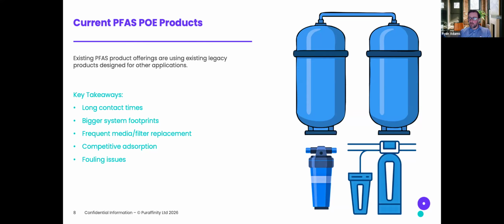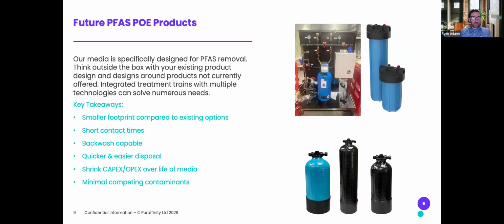We obviously don't have basements here in the majority of Florida. So you can be confined on space. So shrinking that footprint really can make a big difference. And we believe that's where shrinking it significantly, that's where Purafinity's PureTech G400 Plus can come into play. So what we envision on the future of the POE products, our media is specifically designed for PFAS removal.